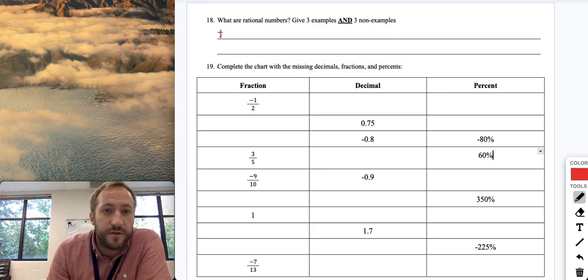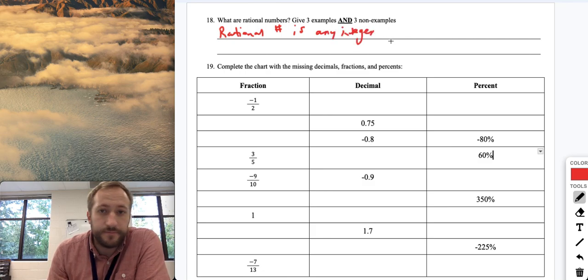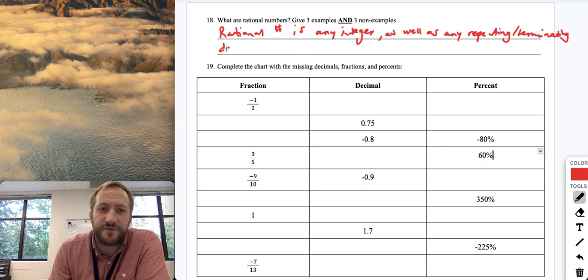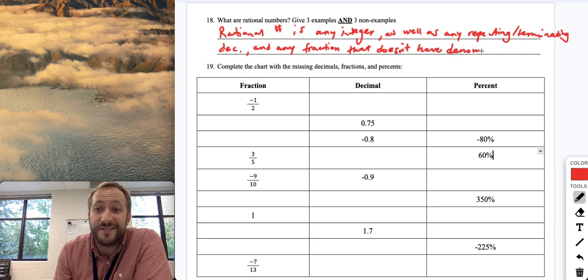What are rational numbers? A rational number is any integer, as well as any repeating or terminating decimal, and, abbreviating just for space, any fraction that doesn't have a denominator of 0. Remember, if there's a denominator of 0, it's undefined.